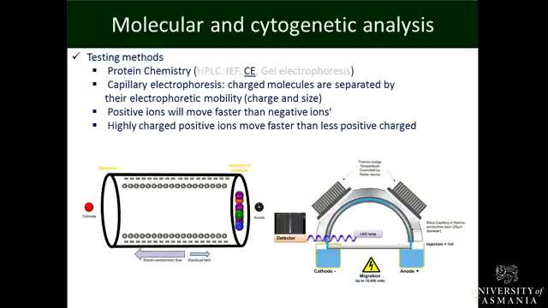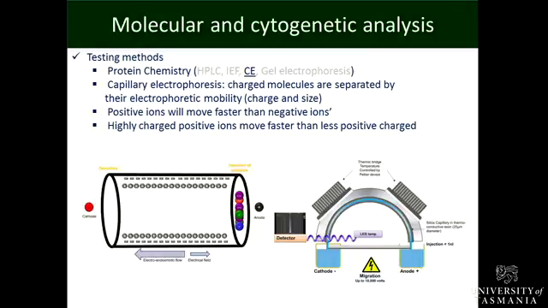Another one to look at is capillary electrophoresis. The way this works is that charged molecules are separated based on their electrophoretic mobility. So you place your samples in here, and they move along to this detection system. They move along this capillary and elute based on their charge. If they're positively charged, they elute faster. If they're negatively charged, they elute last.